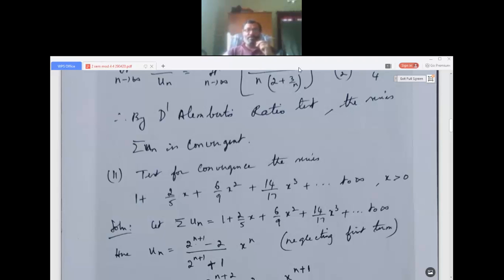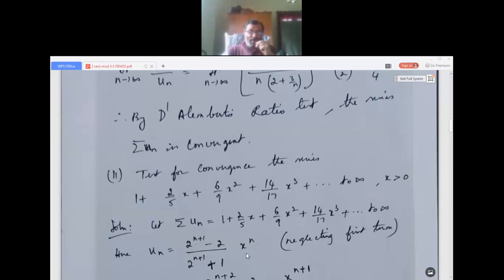Sigma un means nothing but the given problem. I wrote the given problem as it is. Then I am writing un because for D'Alembert's ratio test means limit n tends to infinity, un plus 1 divided by un. So here first we write the nth term, that is un.